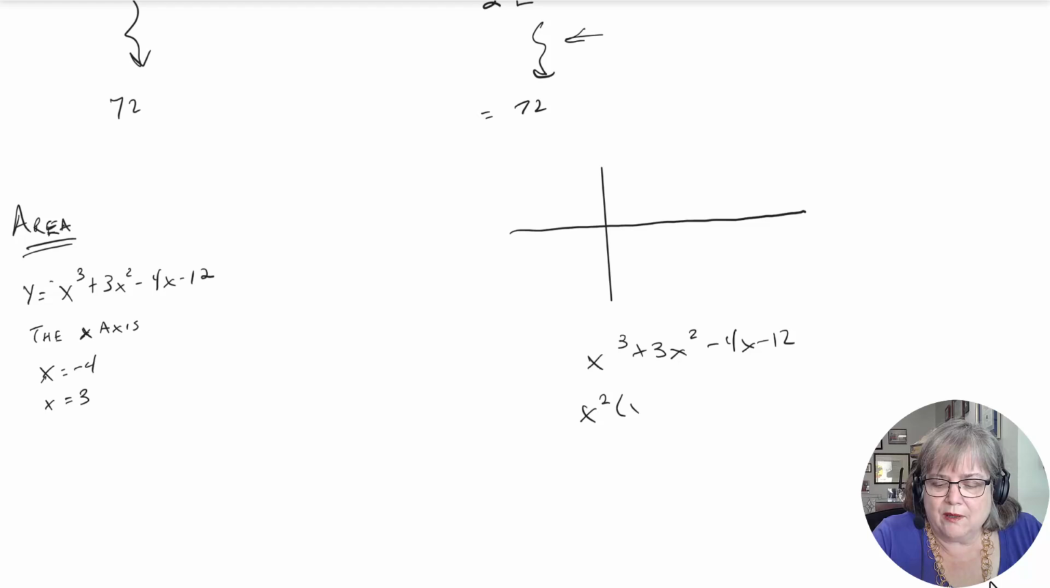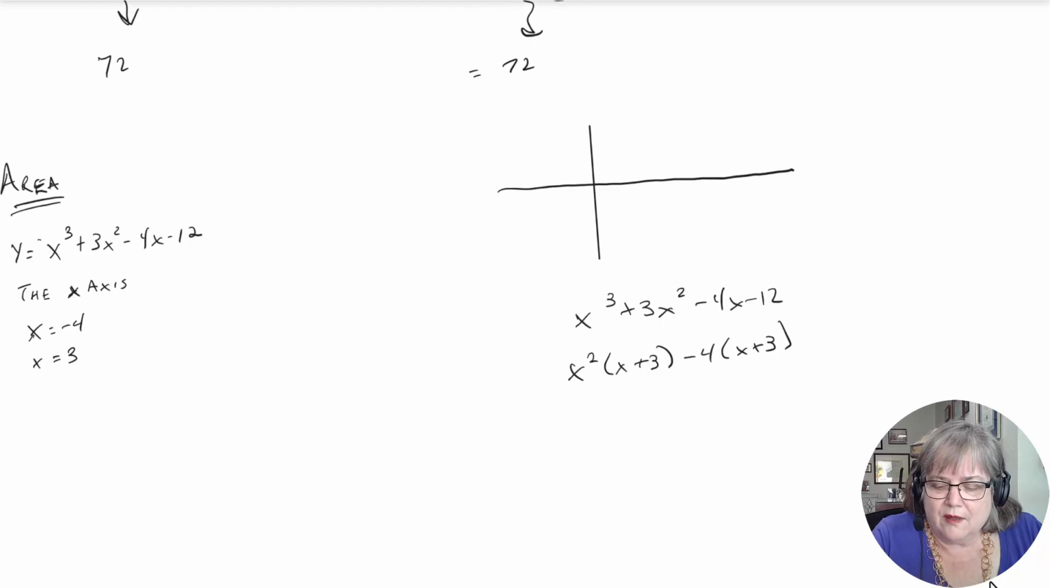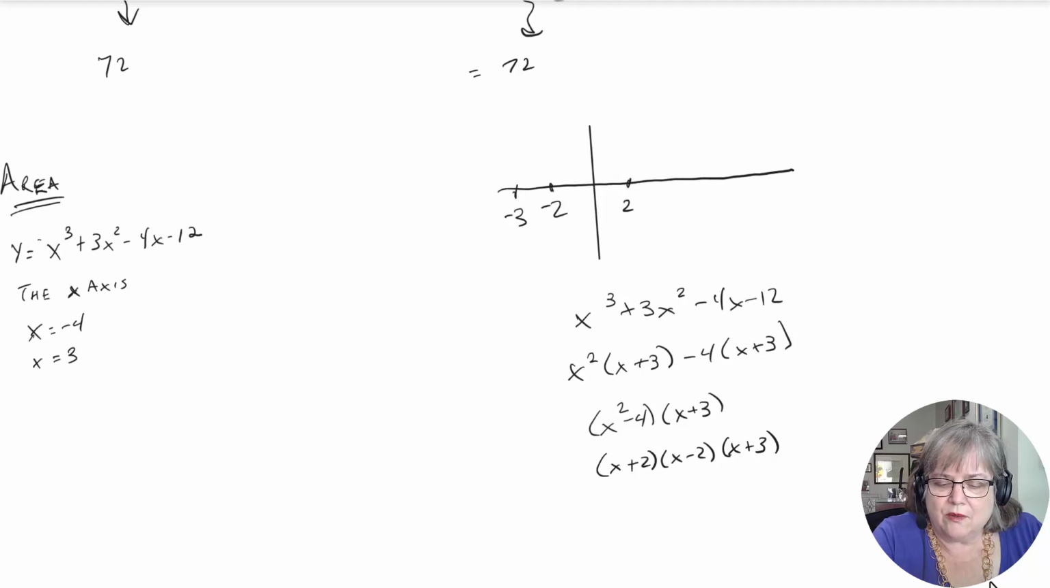There's an x squared in common. There's a 4 in common. So you'd have x squared minus 4 times x plus 3, x plus 2, x minus 2, x plus 3. So you've got a minus 3, a minus 2, and a 2.